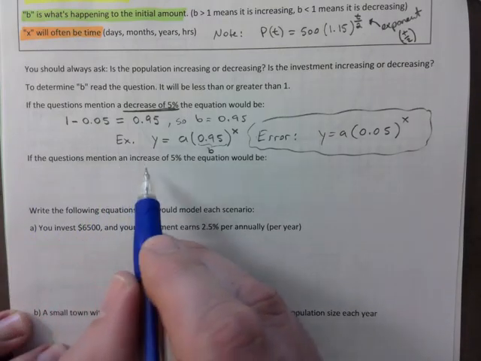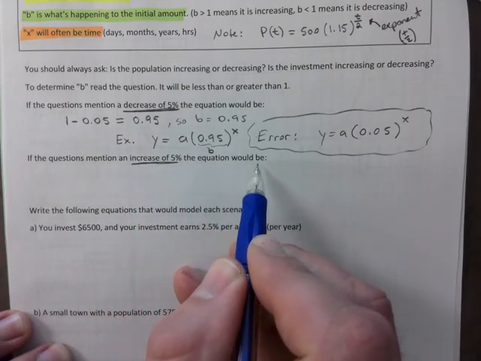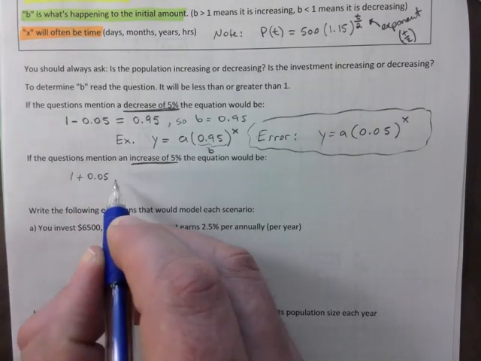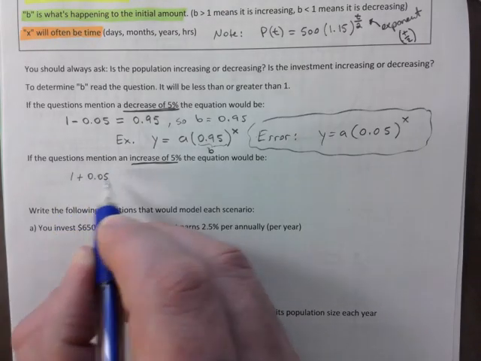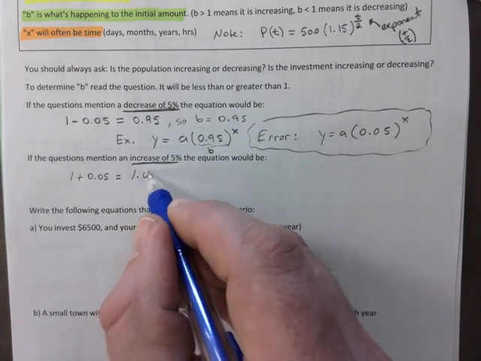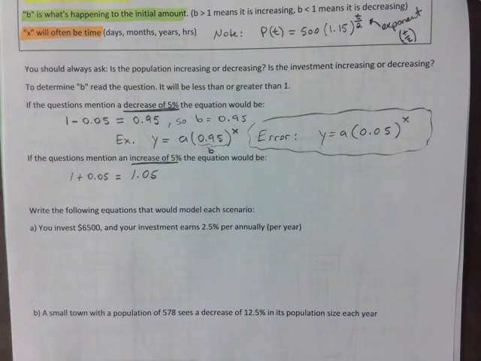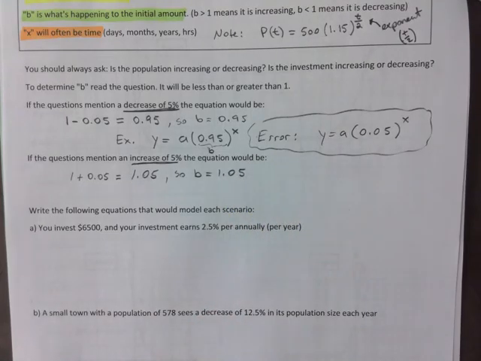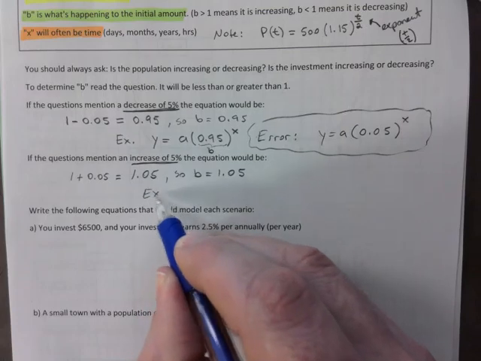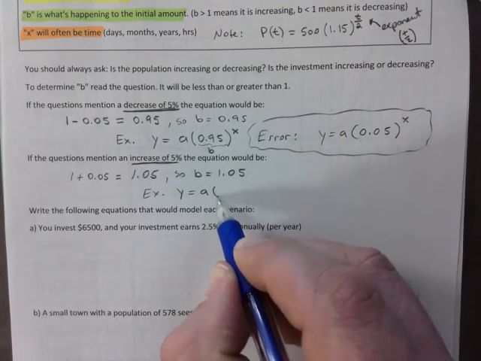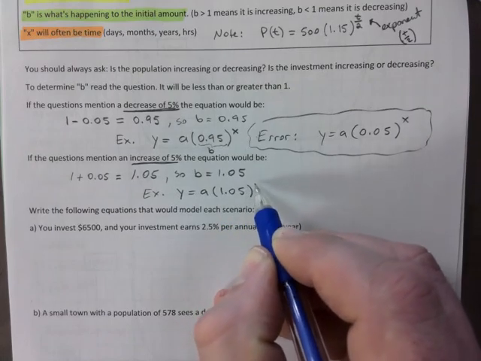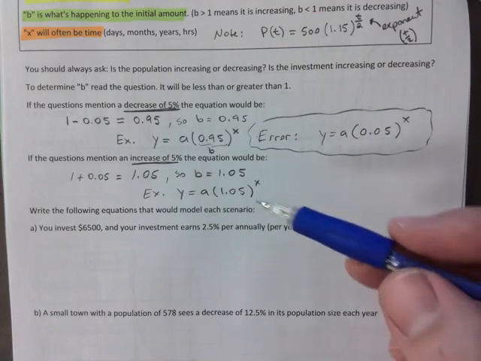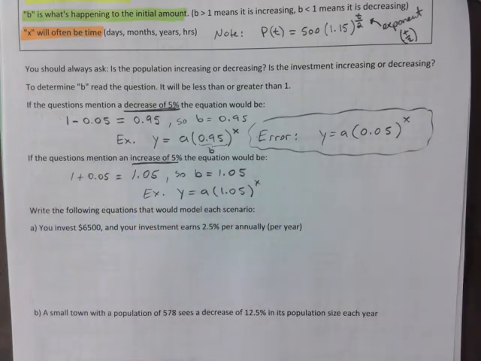Alternatively, if the question mentions an increase of 5%, the equation would be, first of all, you say you're increasing from what you had before. So you think of the initial as 100%. So that means that you're going to be left with 1.05. So B in this case is 1.05. So an example of an equation would be y is equal to a times 1.05 to the power of x. Okay, so it's always with respect to 1.